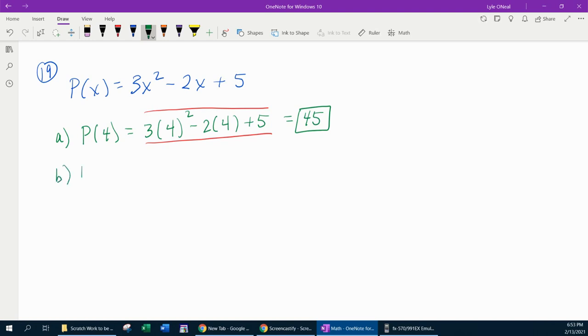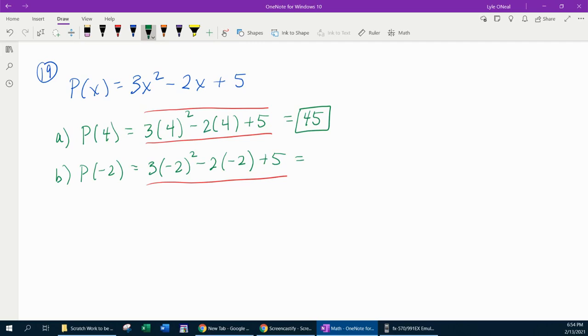Part B, here we want to calculate P of negative 2. So we're going to plug and play again. That's going to be 3 times negative 2 squared minus 2 times negative 2 plus 5. Again, every x gets replaced with negative 2. And this time, if you use the calculator, the parentheses are mandatory. So I think what I'll do this time is I'll show how to do this manually, and then we'll do it electronically. Okay, here we go.